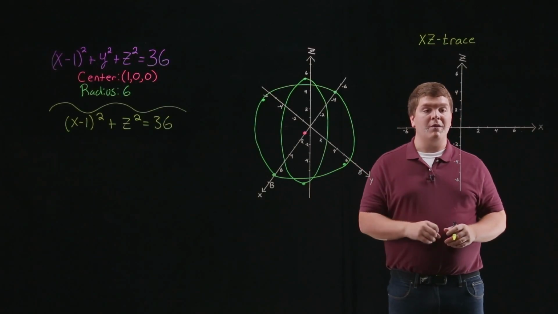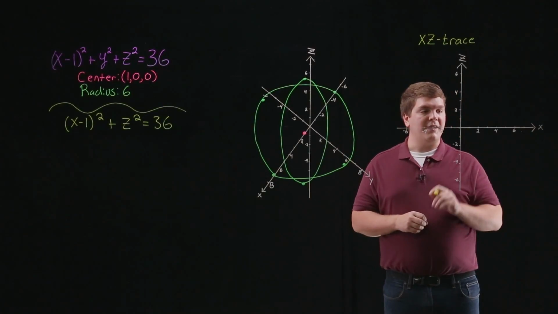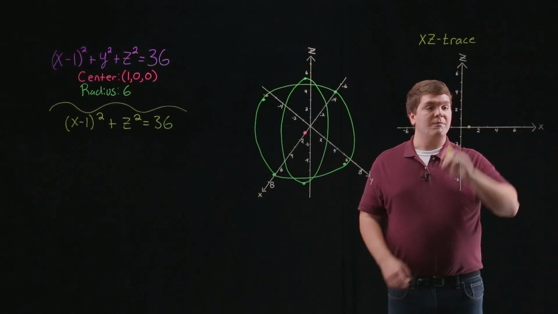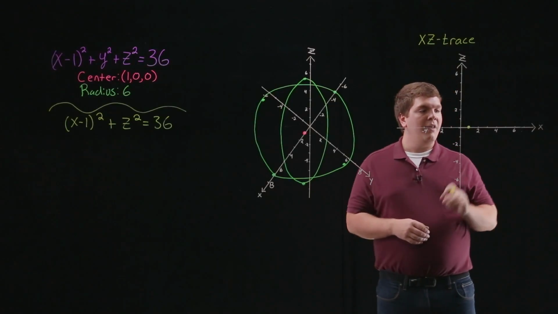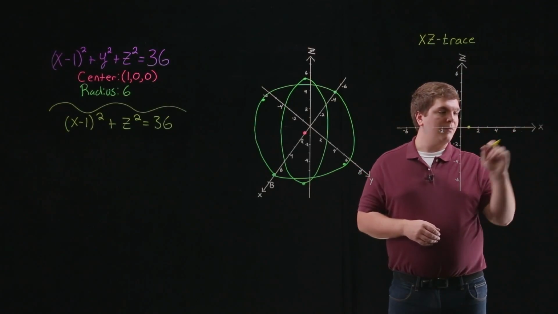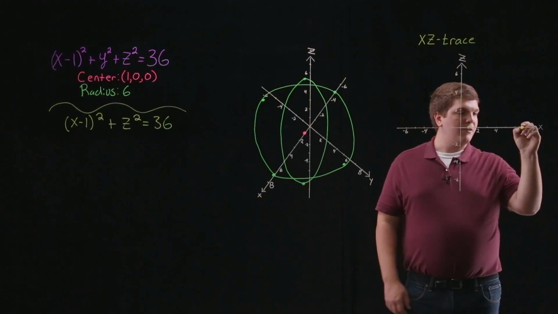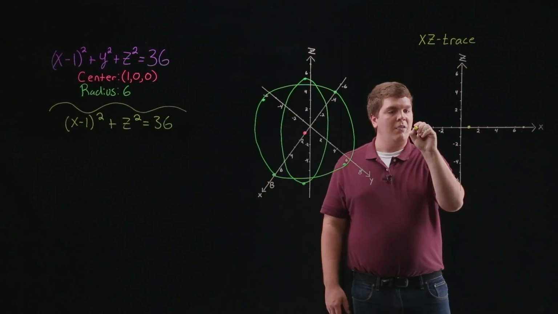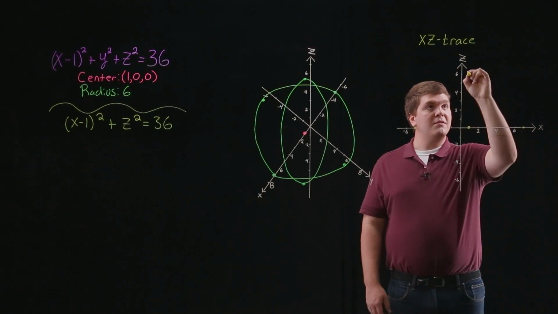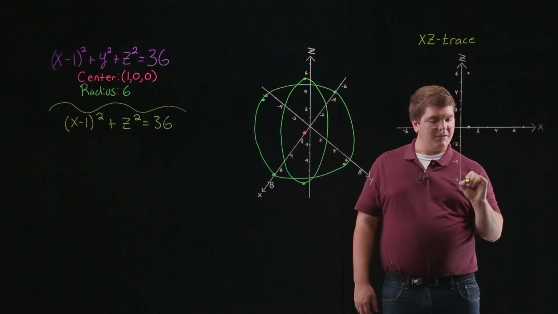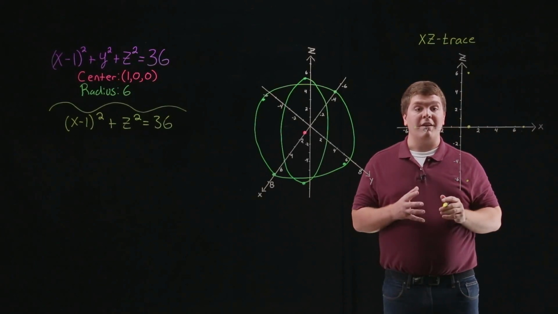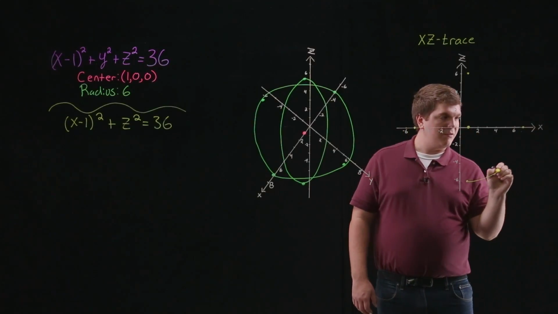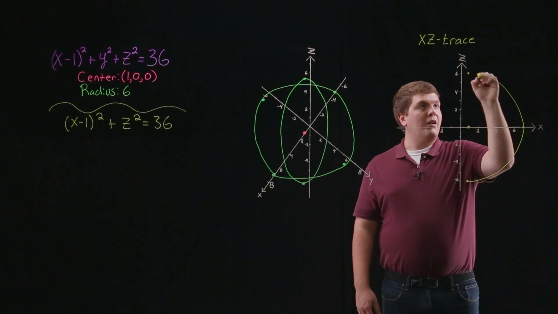So like I said, we want to draw our xz trace, and the center I said was (1, 0), where we're looking at the xz plane, that is. And I said the radius was 6, so we'll move 6 units to the right of our center, 6 units to the left of our center. We'll move up 6 units and down 6 units. And now if we connect these 4 dots, not including the center, we'll have the graph of our xz trace.